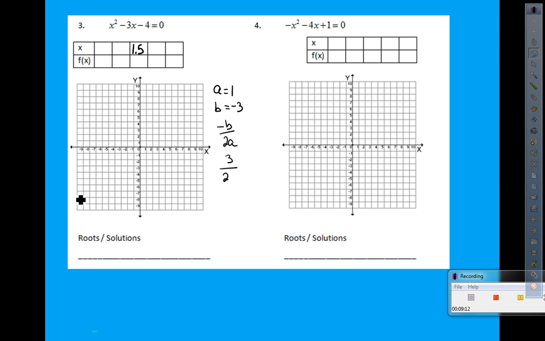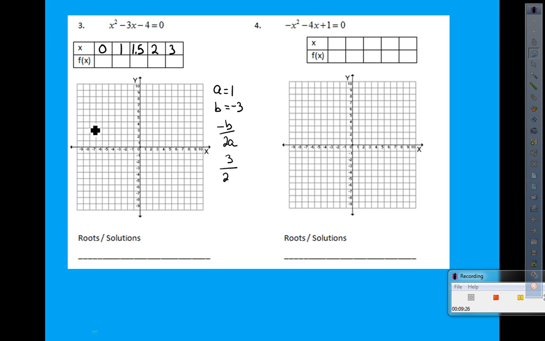Well, the next number greater than 1.5, I'm going to use a 2 and a 3. And the next number smaller than 1.5, I'm going to use a 1 and a 0. Okay, so then what did I do? I grabbed my calculator and I went to work on this.